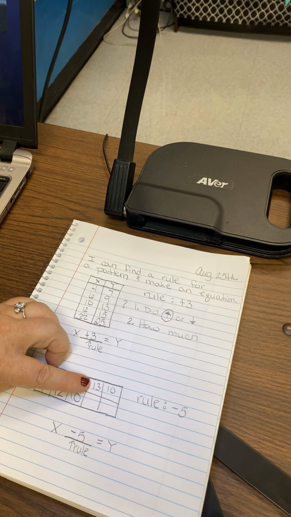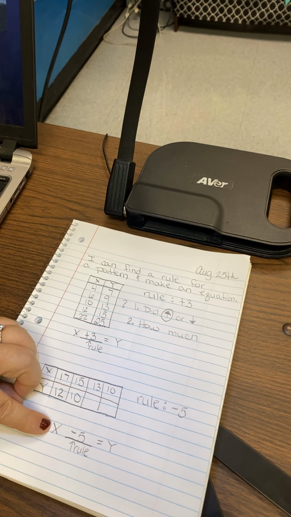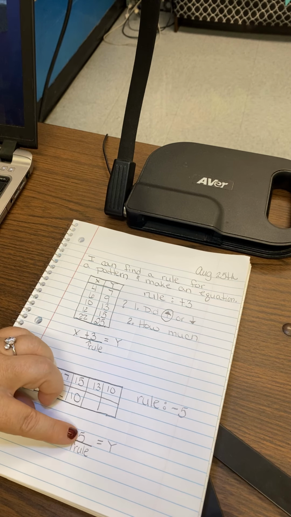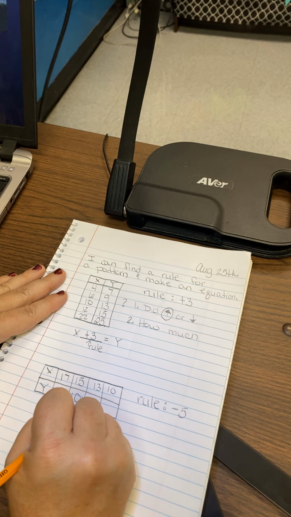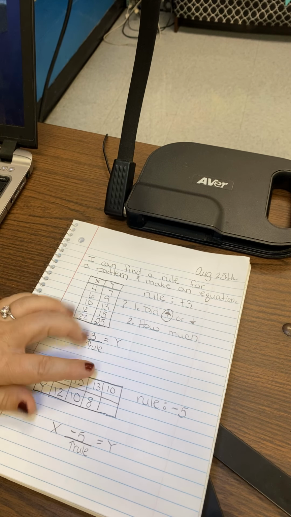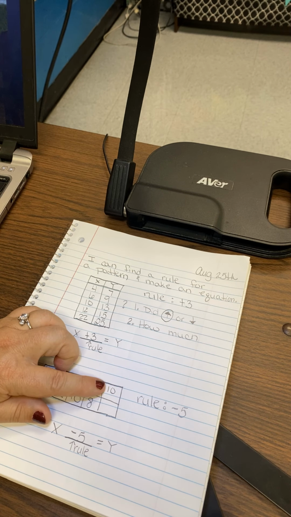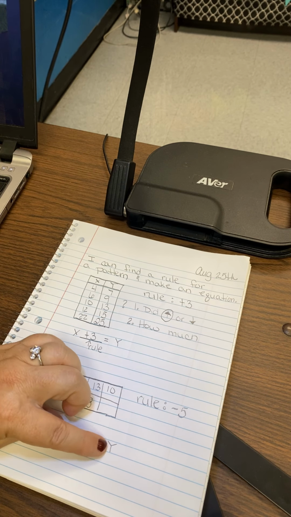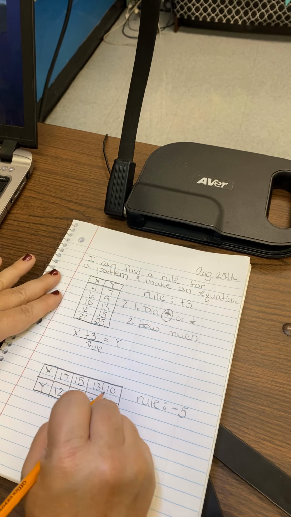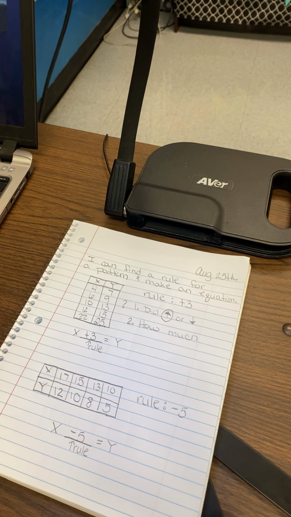And then I would go to my next one. 13 for x, so 13 minus 5 equals y, and my new y is now 8. And the last one is 10, so I put 10 where the x is, and 10 minus 5 equals y, so my new y is 5. And that is our notes for today.